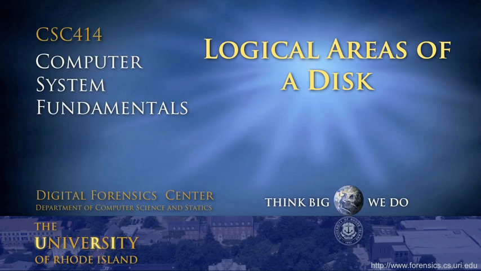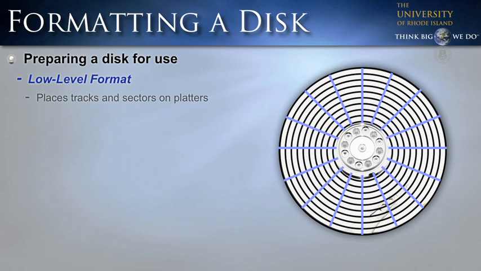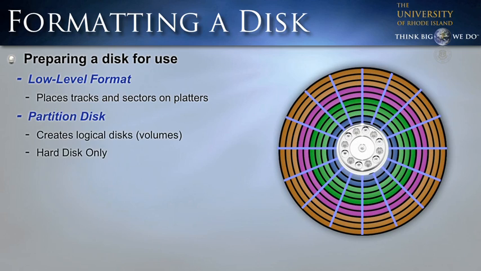In this lecture, we will examine the logical areas that a disk or volume is divided into during a high-level format. In previous lectures, we discussed the first step in preparing a disk for use, the low-level formatting used to place tracks and sectors on the disk platters. Then partitioning the disk to create logical volumes or disks. Now in this lecture, we will discuss the next step in the process, high-level formatting.